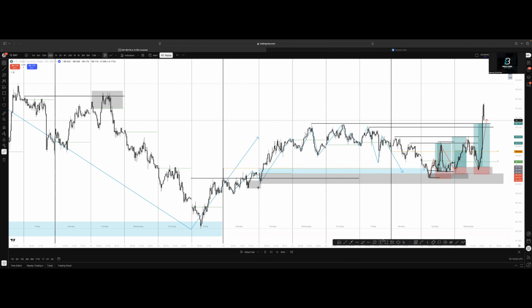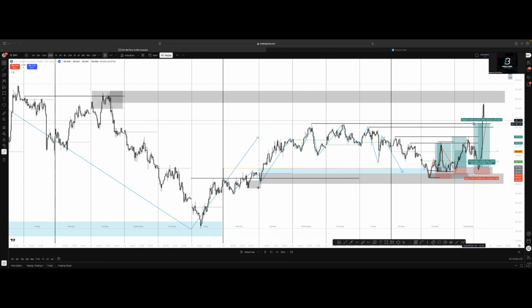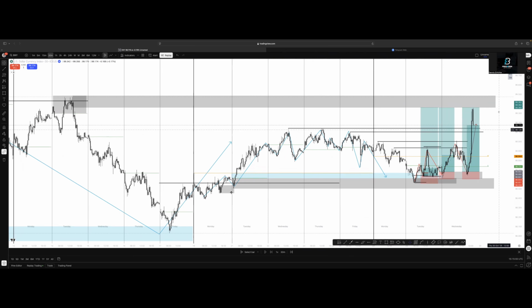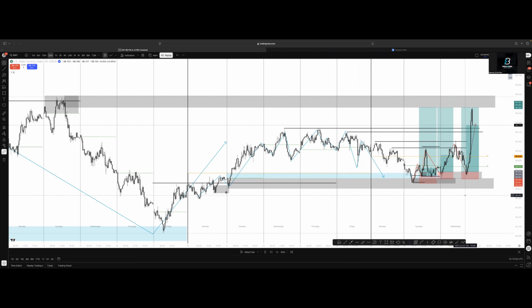So we know we want price to come into this other block right here. So this is where we'll probably get out of our trade. So now you just keep holding until price gets here. So this is how you trade your positions, right? And this was how we got out of our trade. This was a very, very beautiful trade for the week.